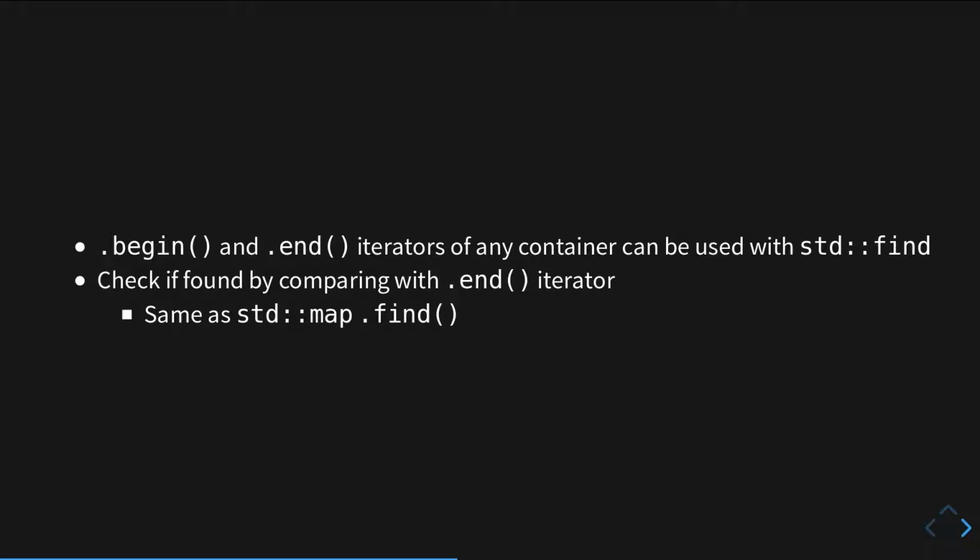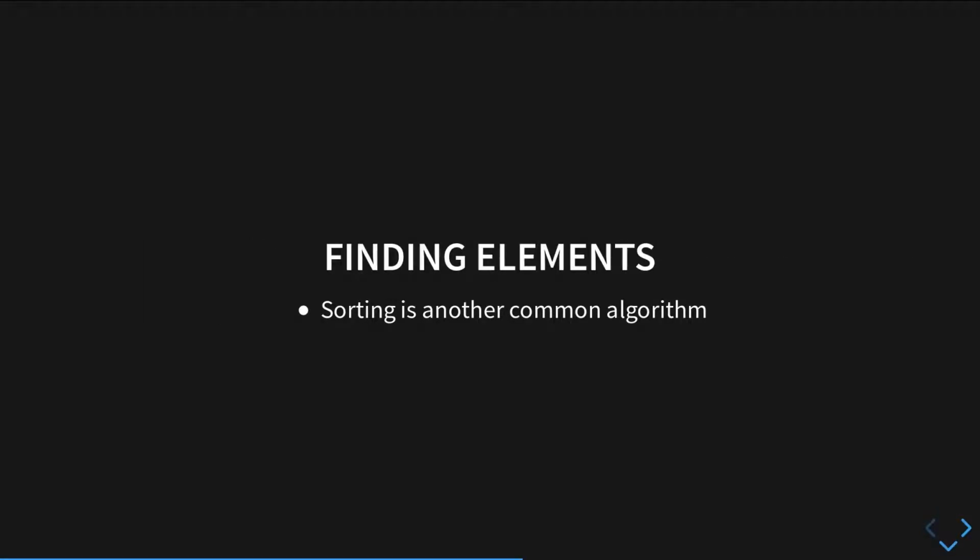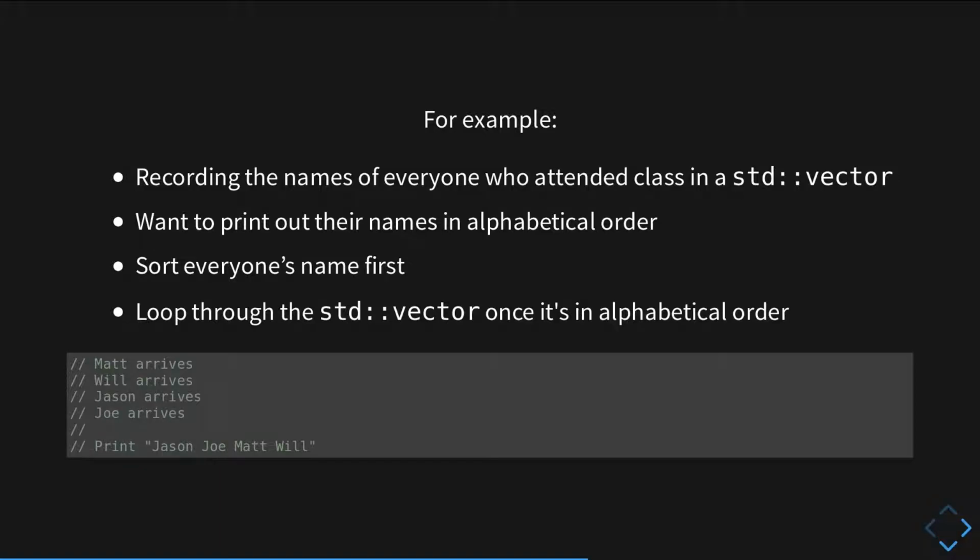This works in the same way as how std::map::find works. Just as a reminder to the previous video, we can get the number of elements between two iterators with the std::distance function. Another common operation that one may need to do with a container is sorting. For example, if you are recording the names of everyone who attended class in a std::vector, and you wanted to print out their names in alphabetical order, then you would want to sort everyone's names first, and then you would want to loop through the std::vector once it is in alphabetical order.